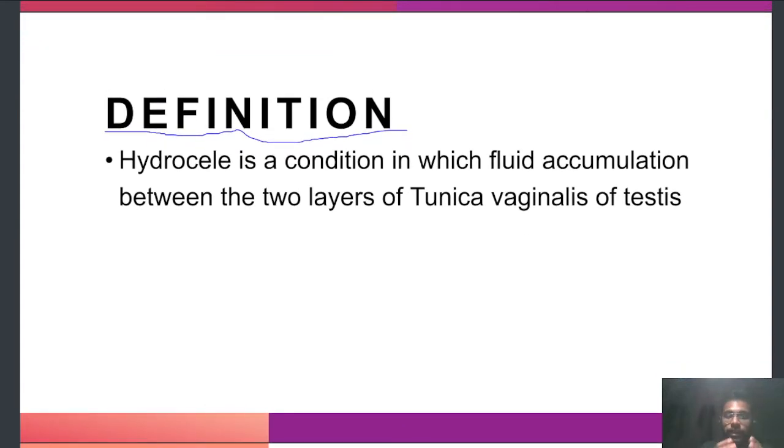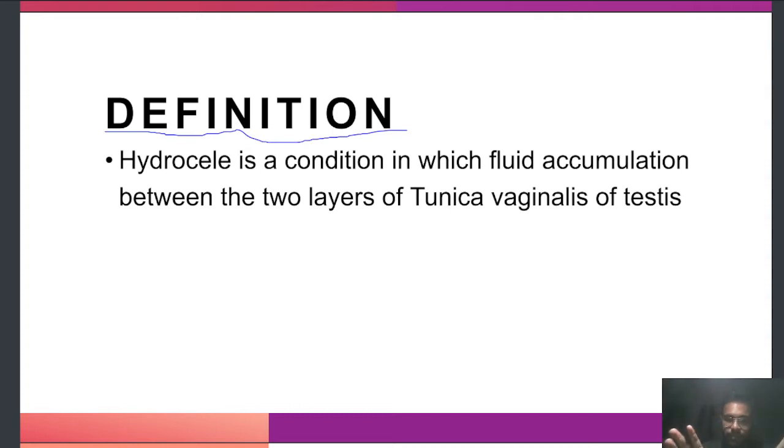Hydrocele is a condition in which there is fluid accumulation between the two layers of the tunica vaginalis of the testis. I'll repeat it again, and we'll go one by one and understand this entire definition. Hydrocele is a condition in which there is fluid accumulation between the two layers of tunica vaginalis of the testis.